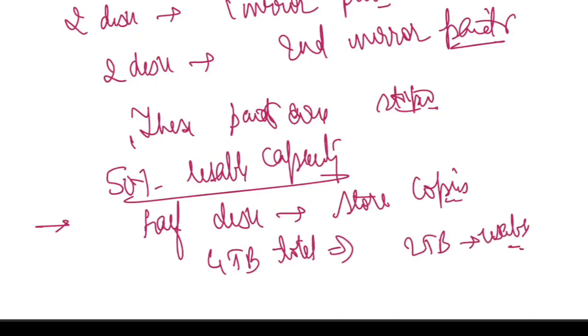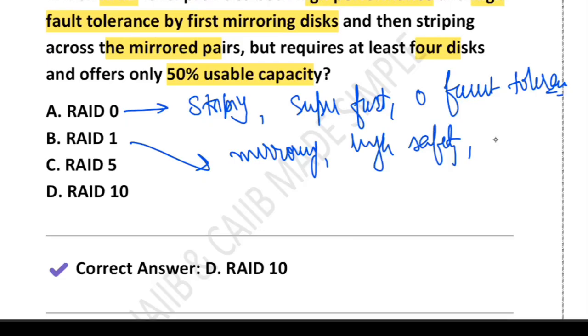Now let's see the options they have given: RAID 0, RAID 1, RAID 5, RAID 10. RAID 0 is used only for striping. It is super fast but has zero fault tolerance. If one disk dies, everything is gone. Then we have RAID 1, which is only for mirroring. It ensures high safety, but no speed boost from striping, and still 50% capacity.